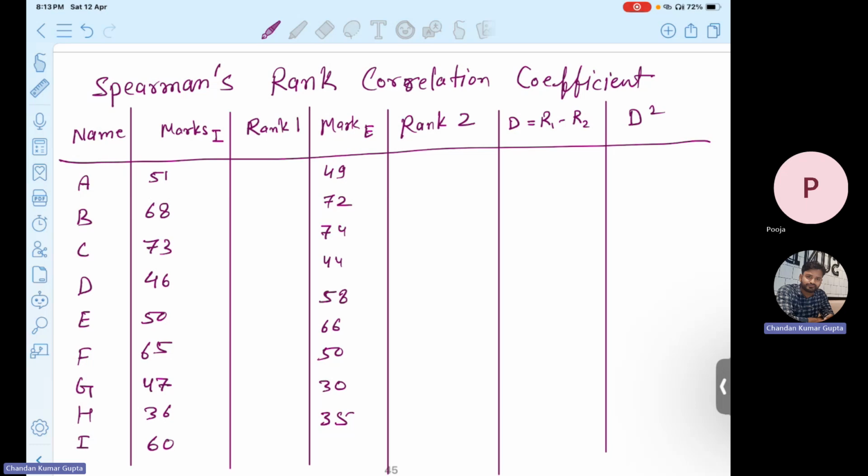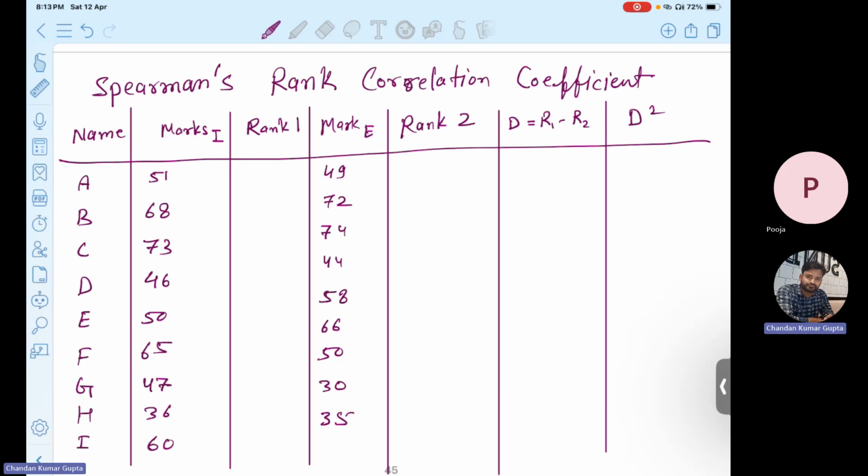Okay, there is one missing actually. 49, 72, 74, 44, 58, 66, 50, 30, 35. 1, 2, 3, 4, 5, 6, 7, 8, 9. Yes, yes, sorry, 9 is there. Okay, so we are given this data actually.